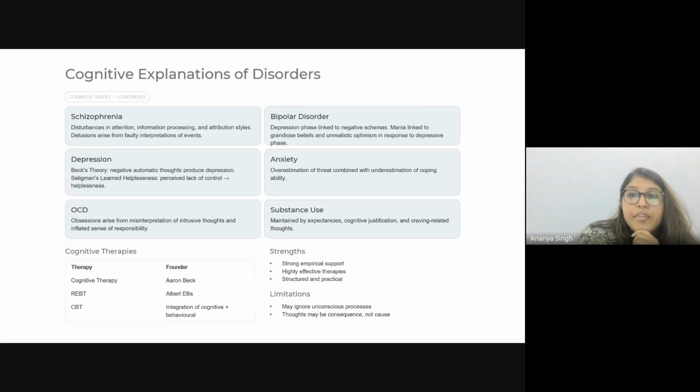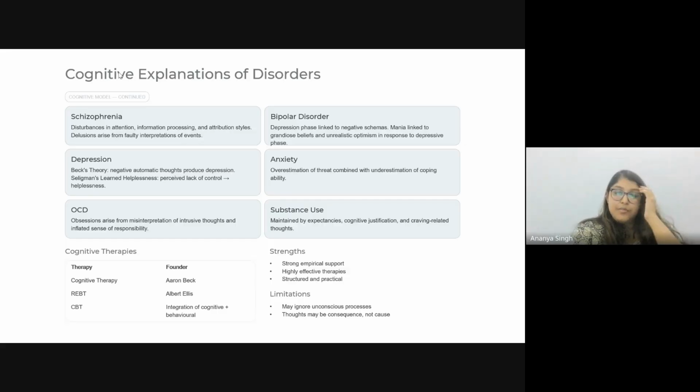That's also there. Then there is substance use. It is maintained by expectancies. What am I going to get out of it? I'm going to get something very nice out of it. Cognitive justification. Oh, it's fine. It's just one cigarette. It's just one so-and-so substance. And craving related thoughts, that I feel helpless in the face of my cravings. I cannot control my cravings. Thoughts like these. We'll discuss that also when we come to it.